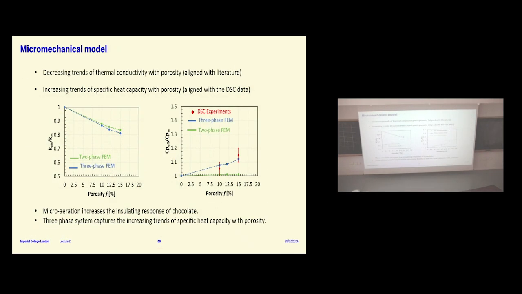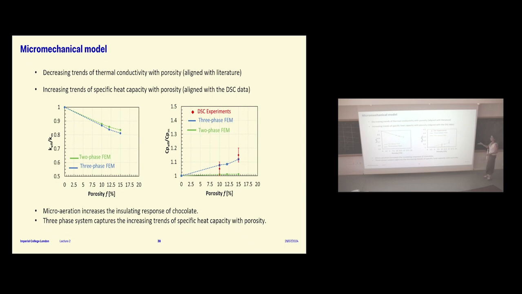Right, so I'll show you the results. This is what we calculate for thermal conductivity from a microscale model, from 2-phase and 3-phase. And you can see as you put more air, as you would expect, the thermal conductivity drops, so it becomes more of an insulator. And then this is the specific heat capacity with porosity. The 2-phase model doesn't give you any change with the porosity, but if you do the 3-phase, with the ring of cocoa butter, which has a higher CP, then we get these lines here, and these are the experiments. So if you do that, then you do actually get the increase in specific heat capacity, which we measured.